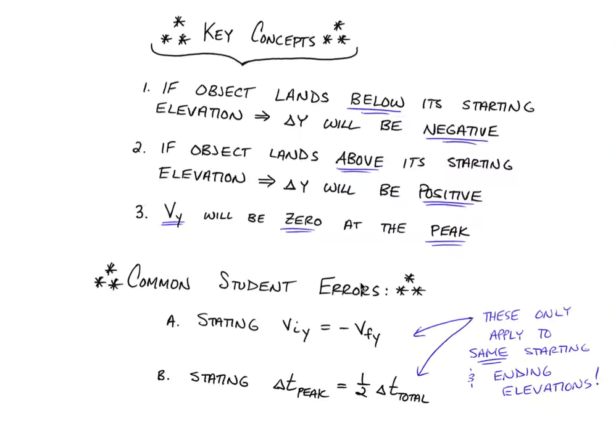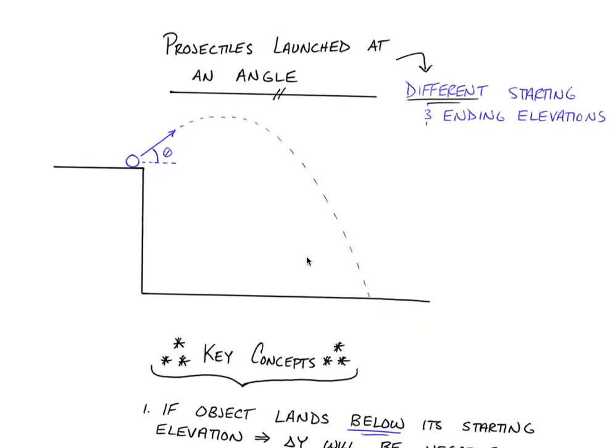Common student errors. Here are the two most common things that I see, and it makes complete sense, that's why they're common errors. The first one is stating that the initial y velocity and the final y velocity are equal and opposite. Well, that only applies if they have the same starting and ending elevations. If you look up here, this doesn't have the symmetry that starting and ending at the same elevation did. If I had launched from here and it went up and then down, it's pretty symmetrical. That's why we get these relationships like the y velocity is equal and opposite.